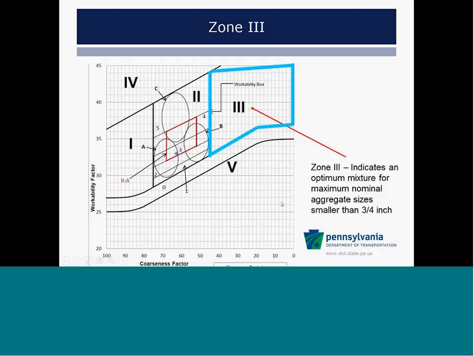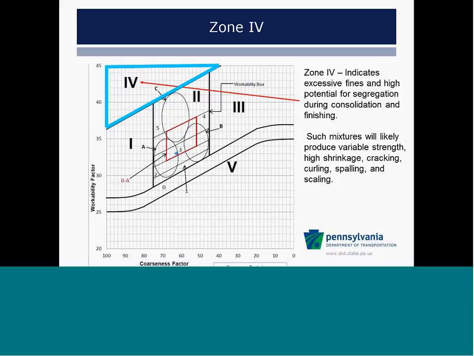Zone 3 indicates an optimum mixture for a maximum nominal aggregate size smaller than 3/4 of an inch. This is where your number 8 mixes would end up. These mixtures are a little less stable. They vibrate very well, but once vibration is taken away, they're not quite as stable. If you put them in thick on a slope, you have a chance of them sloughing on you.